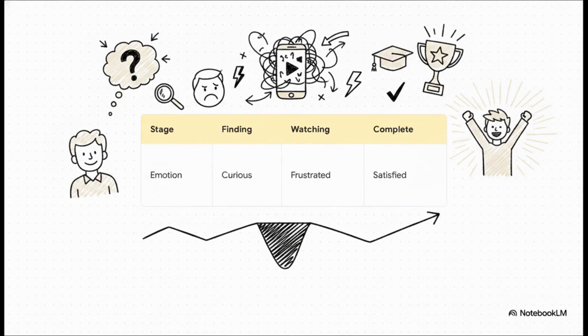But as they get deeper into the experience, things shift. When they hit watching lessons, boom, they hit a massive pain point. Maybe the videos are buffering, the interface is cluttered, and it's practically impossible to find the next module on a tiny mobile screen. Their emotion drops instantly from curious to incredibly frustrated. By mapping this out, we realize that if we don't fix that mobile navigation right now, that student is going to drop out long before they ever get the satisfaction of finishing.